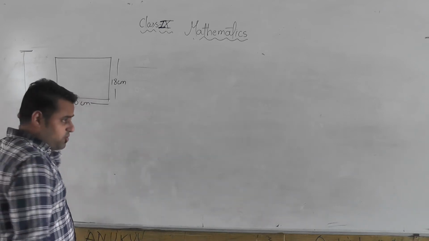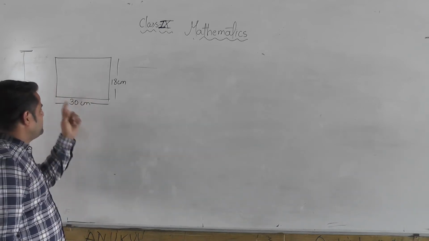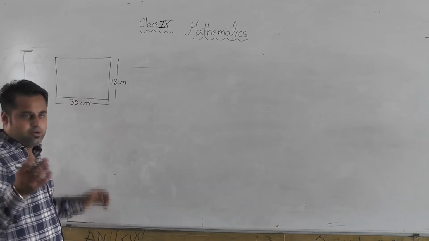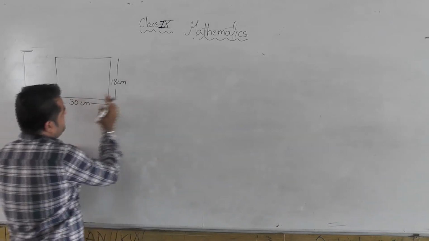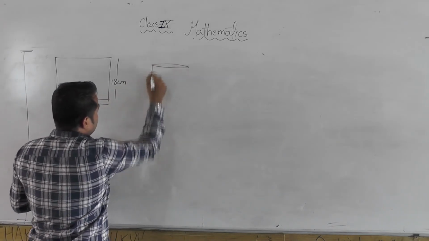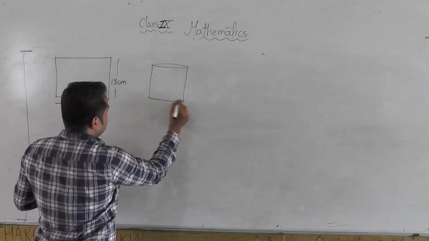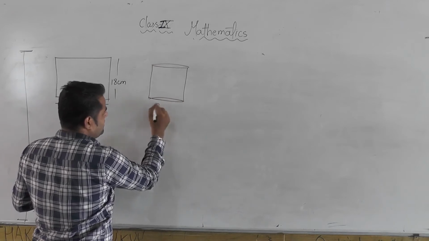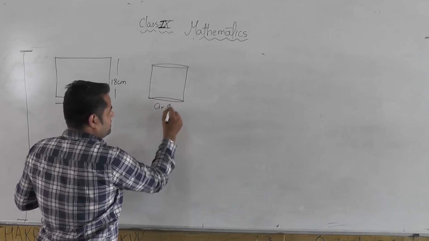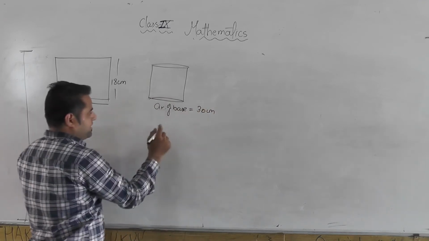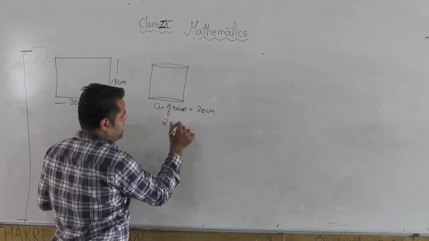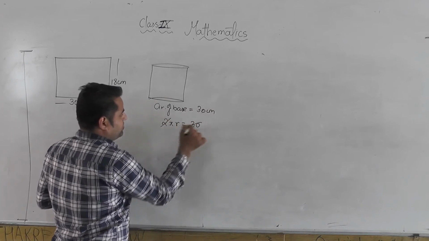Let's see. When we roll it along its length, what will the volume be? When we roll it from its base, this 30 centimeters will become the circumference of the base. So from there we can find the radius. Circumference is 2 pi r, and the 2 will get cancelled.